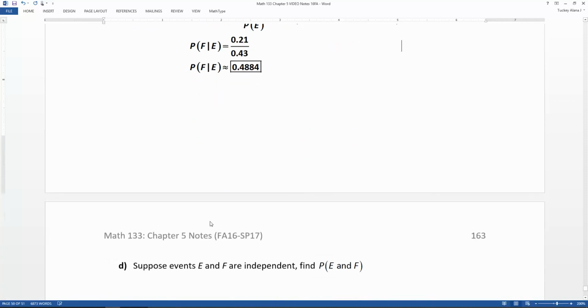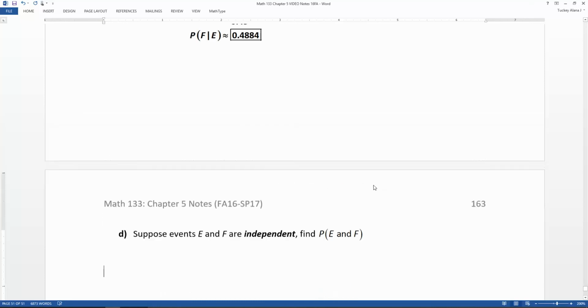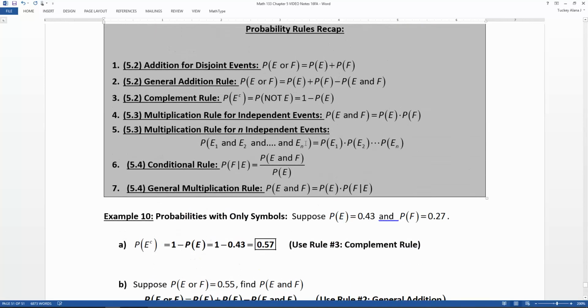All right, that's that one. Now it's time for, there's that word, independent. So it's going to be independent, huh? If we assume they're independent, we want to find the probability of E and F. Well, let's go back, shall we? We're obviously using rule number 4 here, because that's the one for independent events.